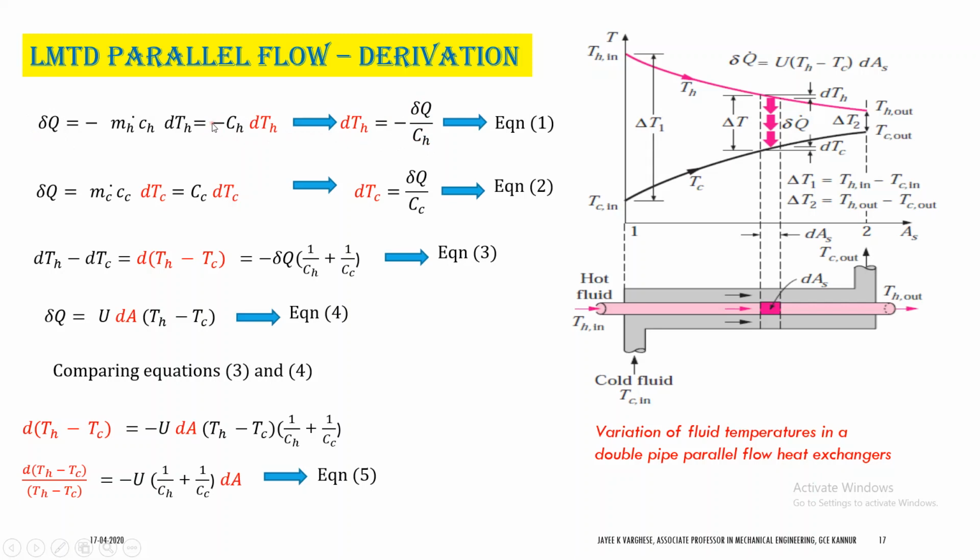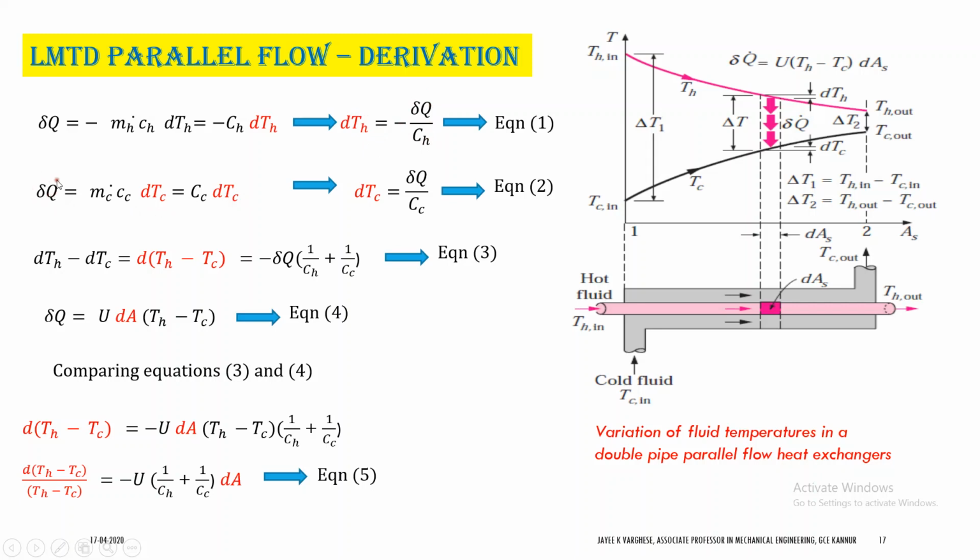Why do we have a negative sign here? Because dTh decreases in the positive direction. The flow direction of the hot fluid is considered as the positive direction in all the cases. So from left to right, the temperature of the hot fluid decreases. So in order to make this term positive, we introduce a negative sign. Or in other words, the heat is lost by the hot fluid, so the sign convention for heat will be with a negative sign. So dTh is equal to minus dQ by Ch.